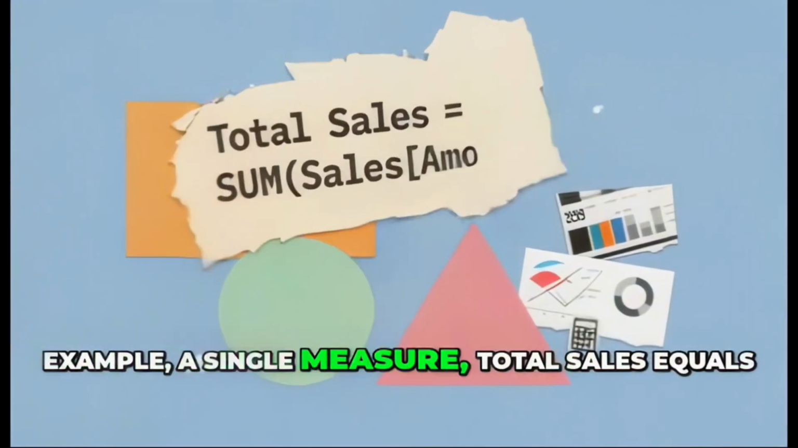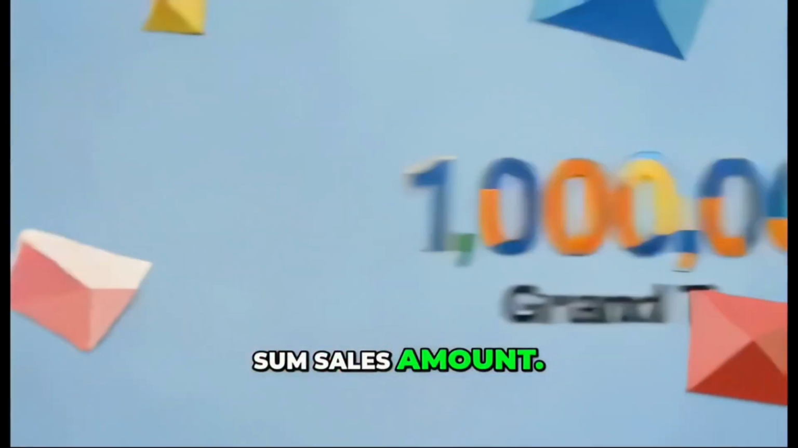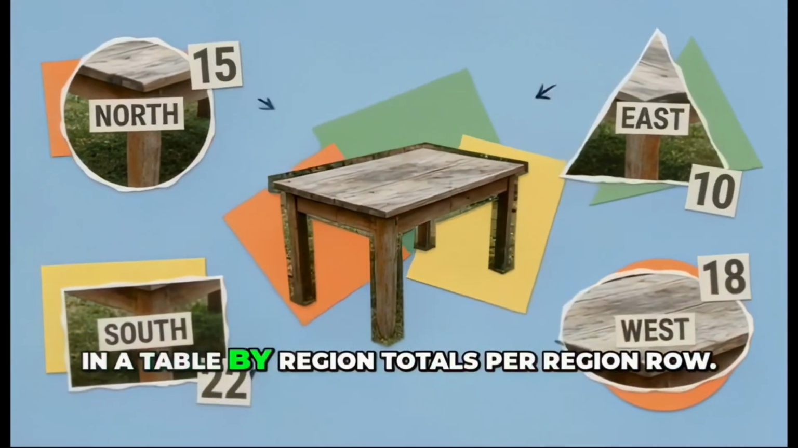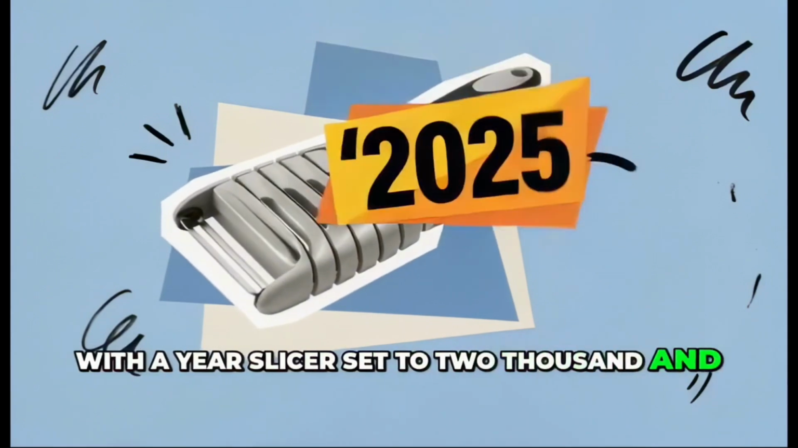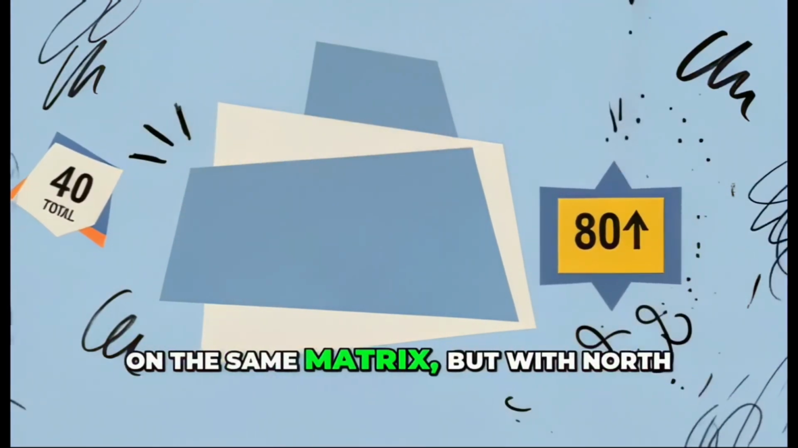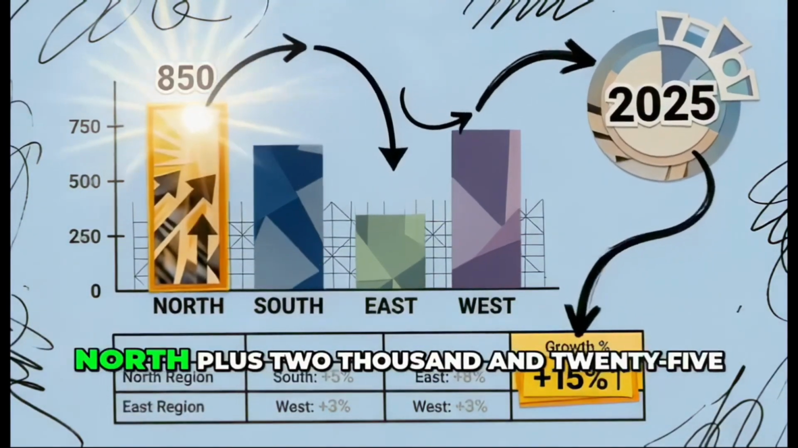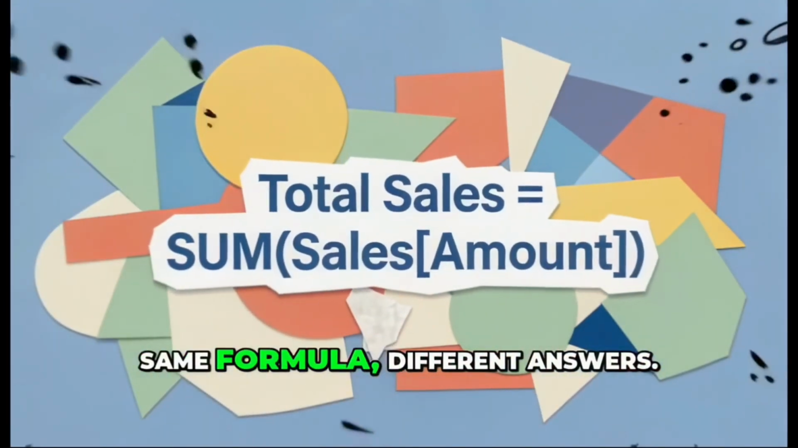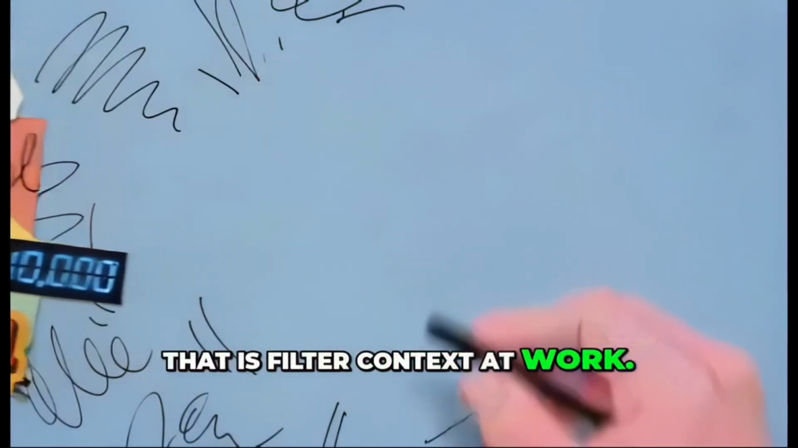Example: a single measure, Total Sales equals SUM of Sales Amount. On a card with no filters, it gives the grand total across all rows. In a table by region, totals per region row. With a year slicer set to 2025, only 2025 rows are summed. On the same matrix, but with north cross-filtered from a region chart, only north plus 2025 rows. Same formula. Different answers. That is filter context at work.